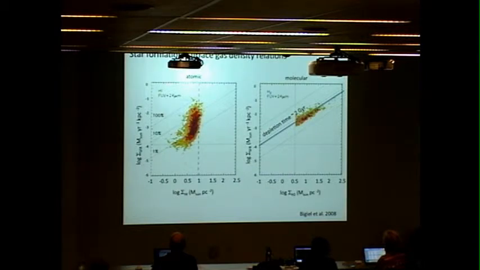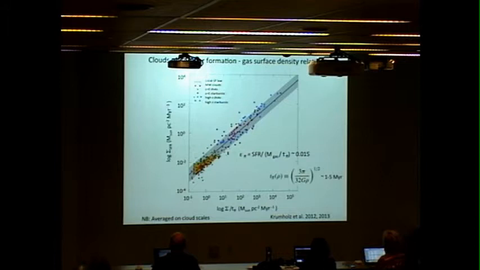Here is another way to do it. It's the same surface density of stars versus gas density. Here, the gas density is split in HI and H2, and you see that the correlation is actually much better with H2 than it is with HI. Okay. So, and I've told you that these were observations averaged on kiloparsec scale.